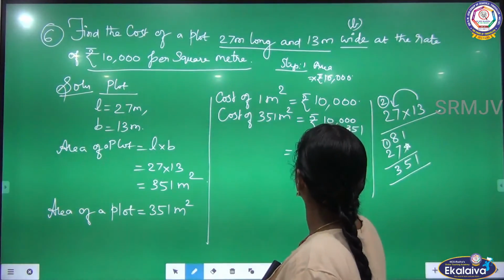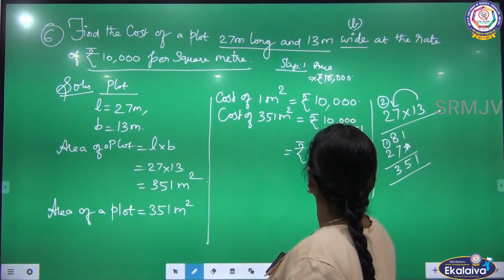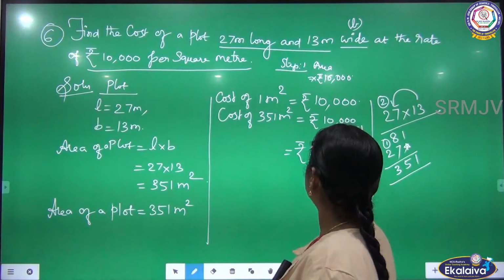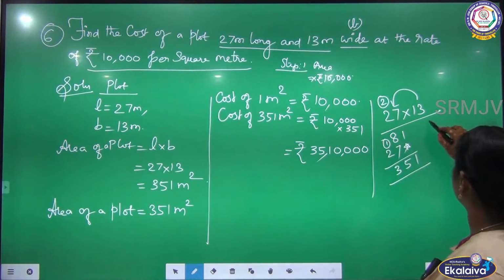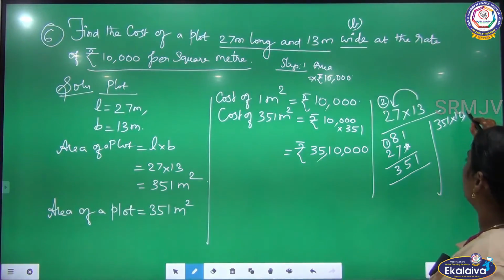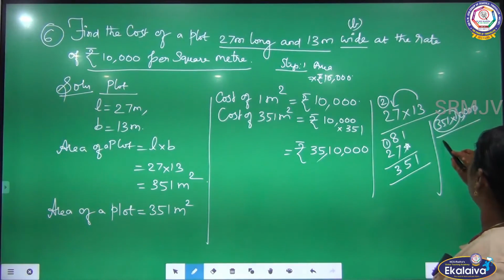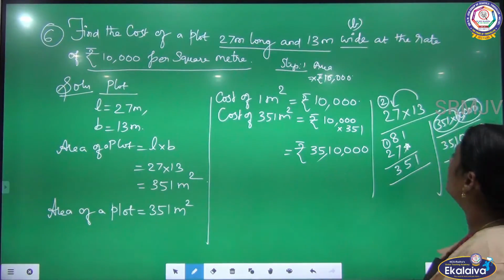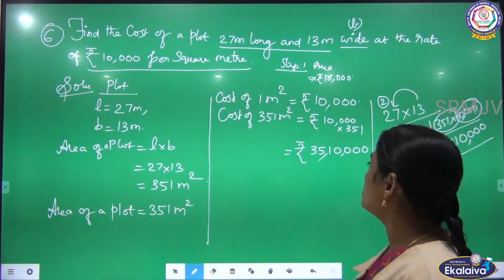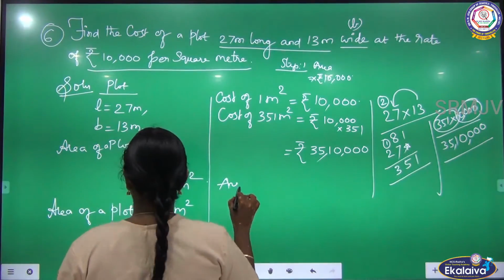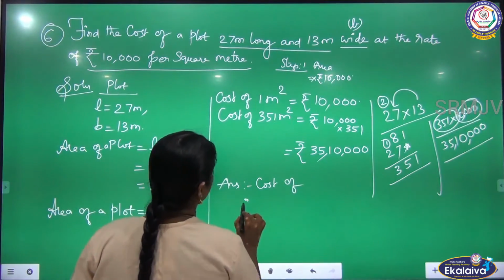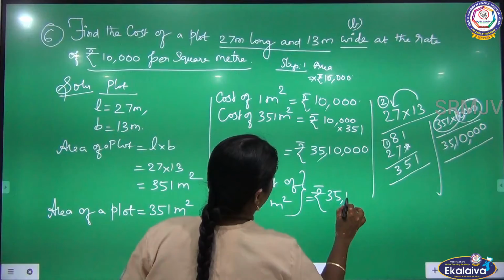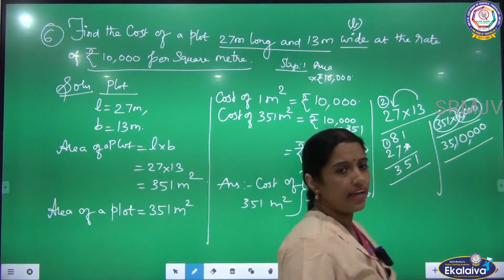So, what is the answer for this? Multiply this 3, 5, 1. How many zeros? See, 4 zeros. 351 into 10,000 means, listen, collect this. What it becomes? 351. And collect this, how many zeros? 1, 2, 3, 4. So 35,10,000 is your answer. Now write the answer. Cost of 351 meter square is equal to rupees 35,10,000. Can you clear this, children?